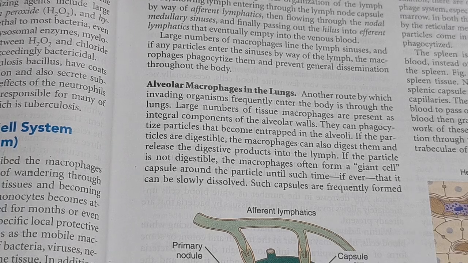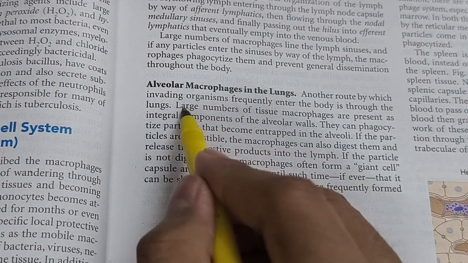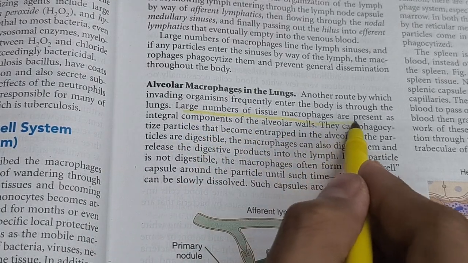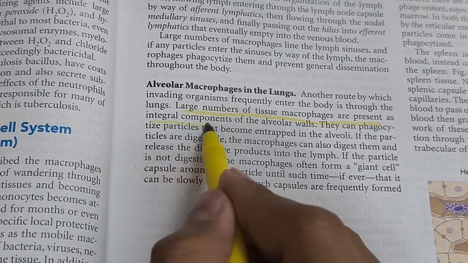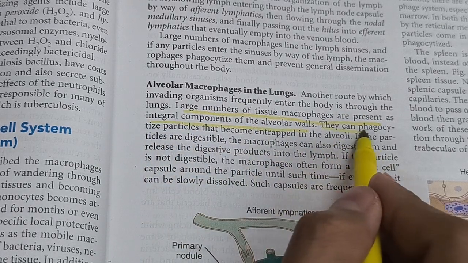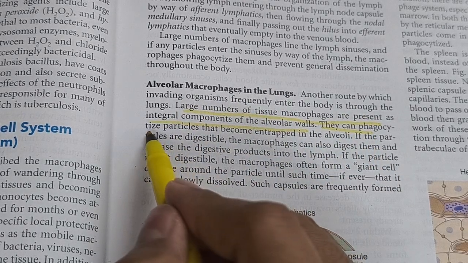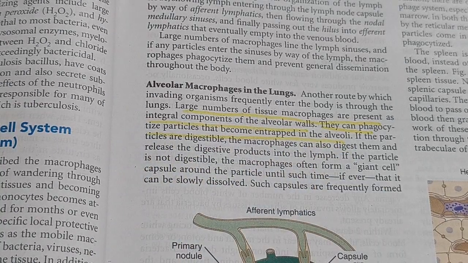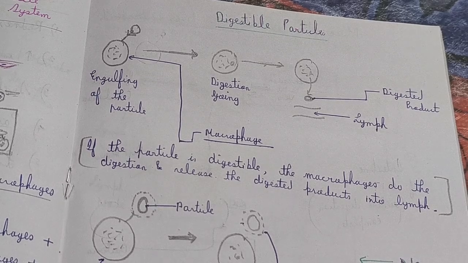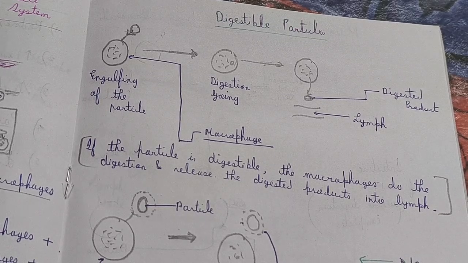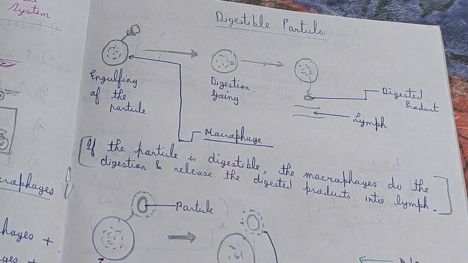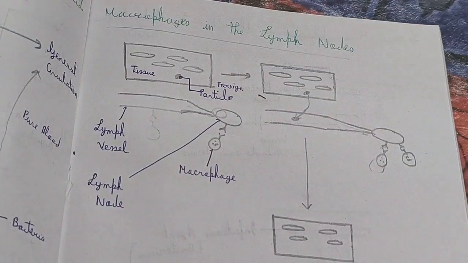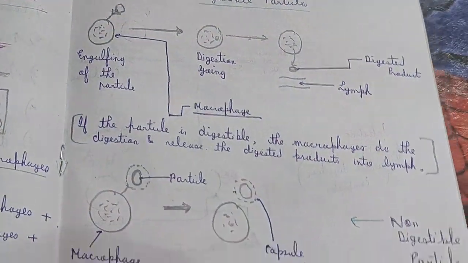A large number of tissue macrophages are present as integral components of the alveolar walls. They can phagocytose particles that become entrapped in the alveoli. Now I am going to discuss how the fixed macrophages of the alveoli kill digestible entrapped particles and non-digestible entrapped particles.